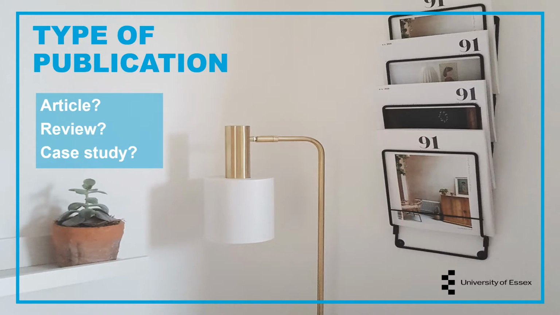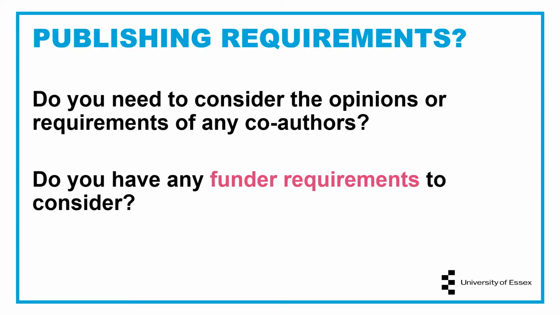The first thing to consider when selecting a journal to publish in is the type of publication you are going to write. For example, is it an article, a review, or a case study? This will influence the kind of journals you will be looking at. You also need to consider any publishing requirements you have before selecting a journal to submit to.